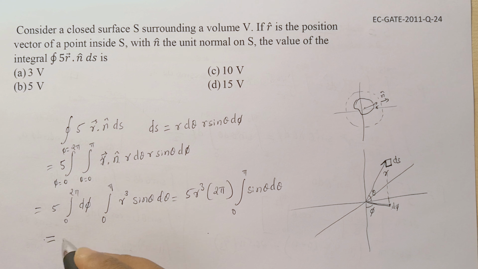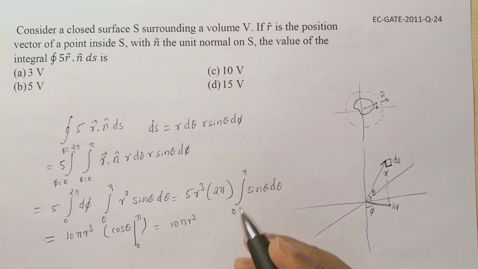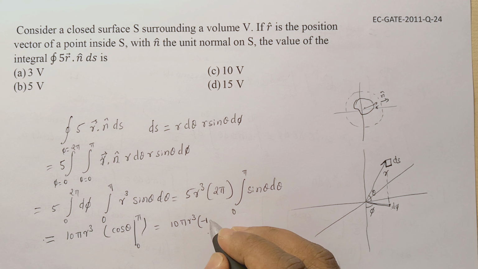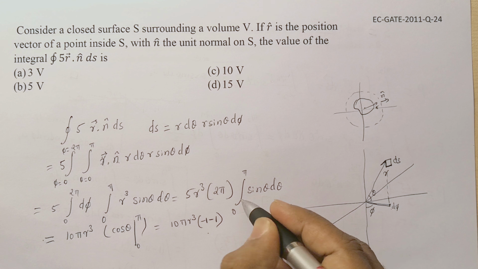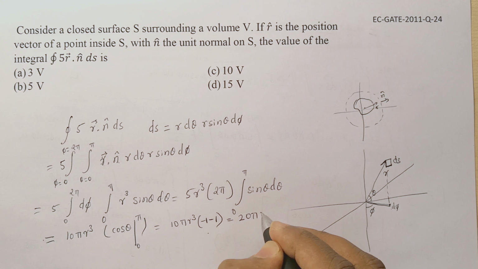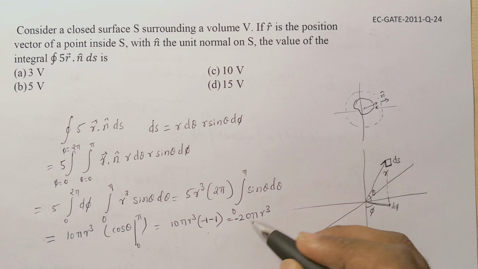So this turns out to be 10 pi r cube, with cos theta varying from 0 to pi. So 10 pi r cube times, cos of pi is minus 1 and cos of 0 is 1. So this is 20 pi r cube, and the value turns out to be minus 20 pi r cube.